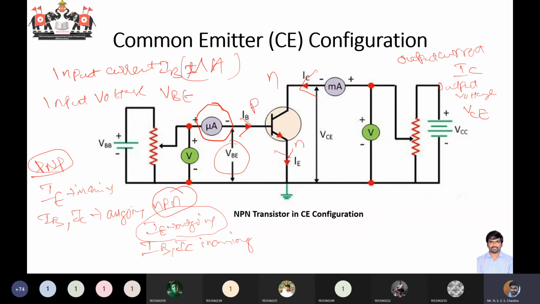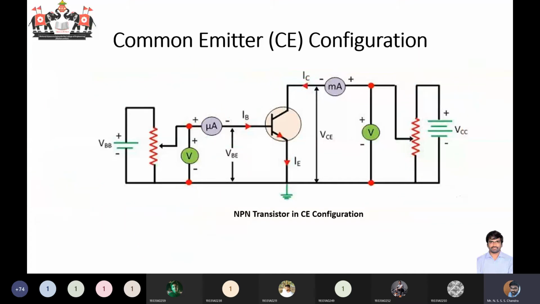Here also, for having different VCE values, we are using a potentiometer kind of setup, where I'm using the three terminals of the rheostat. By changing the variable terminal of the rheostat, I can change the voltage value. Now you should tell me what will be the input characteristic graph. What will be on the x-axis and what will be on the y-axis for the input characteristics?